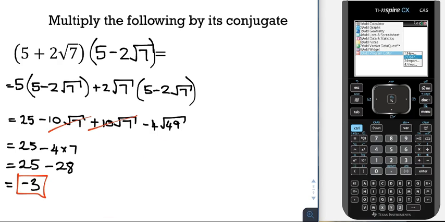This process of finding the conjugate pair and multiplying them is very important for what we call rationalizing the denominator, which is the following lesson.